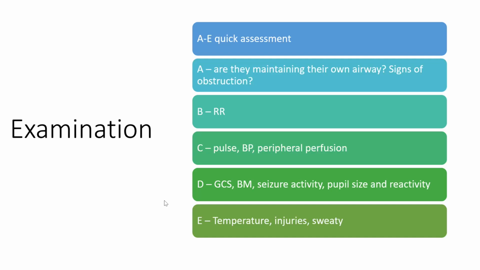Then other signs on your ABCDE assessment include the respiratory rate. A high or low respiratory rate can indicate different things, and we'll go through them later. Circulation: your pulse, blood pressure, peripheral perfusion, all good signs. Disability: GCS is an excellent indicator, and BM, as a lot of different drugs can raise or lower your BMs. Also any seizures or evidence of seizures, pupil reactivity and size, and their temperature, as well as any other injuries. BM is your bedside blood glucose measurement.